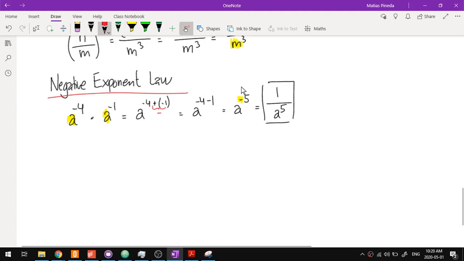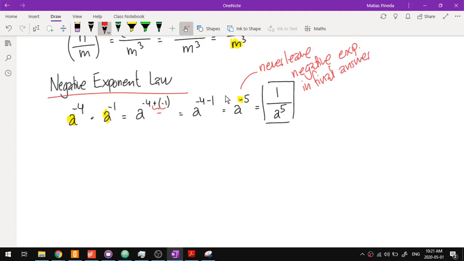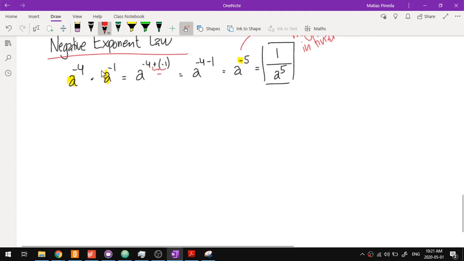And I'm just going to put a note here. We can never leave negative exponents in the final answer. When you're asked to simplify powers using the exponent laws, make sure that you do not leave a negative exponent in the final answer. If you end up with a negative exponent, you have to use the negative exponent law to get rid of it.